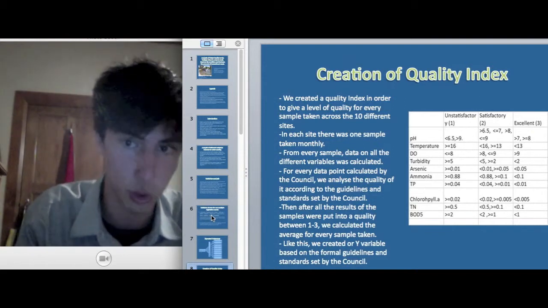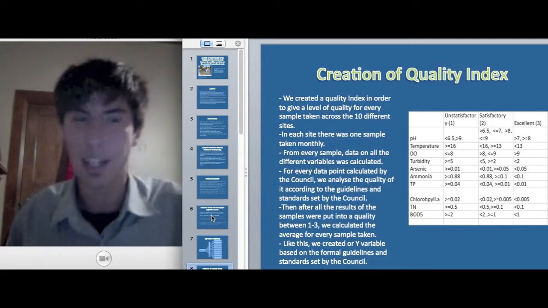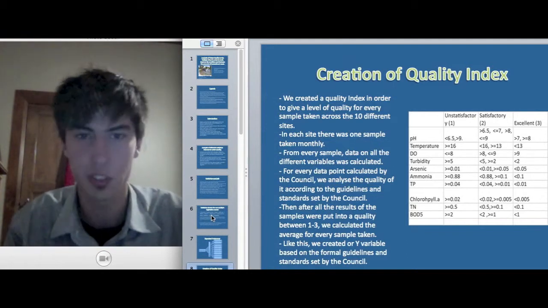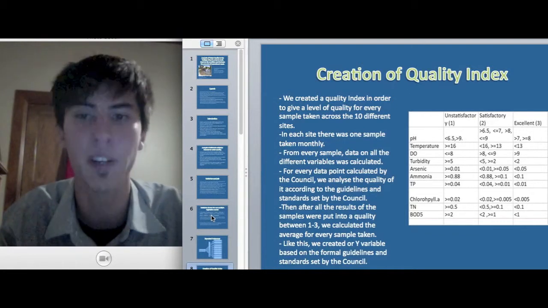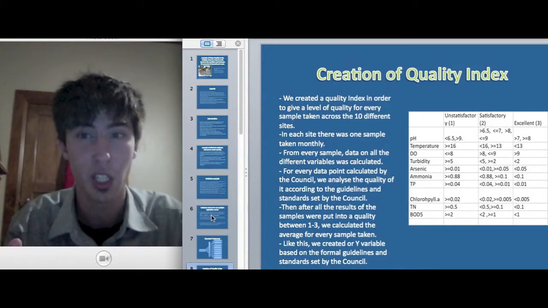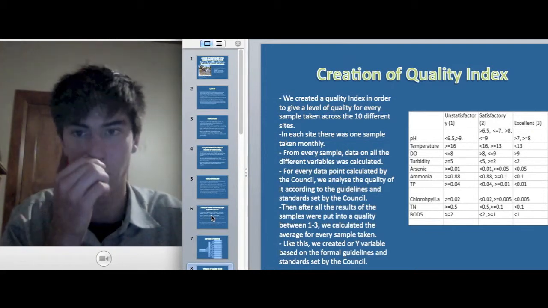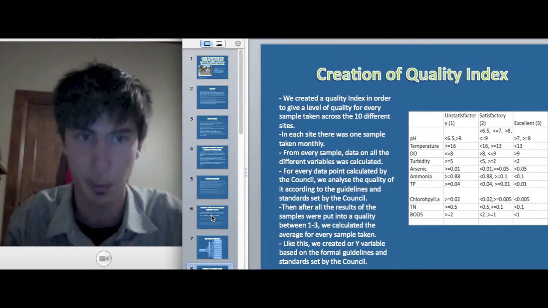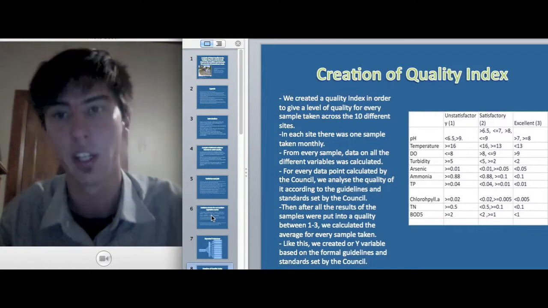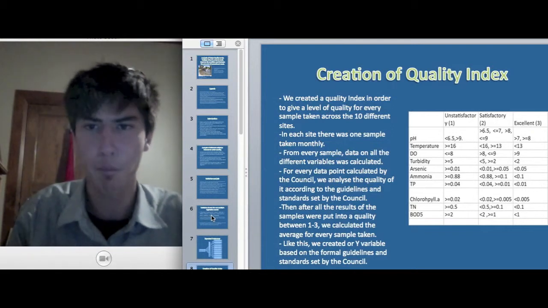An example would be a sample taken in Taupo on the 1st of March 2011. They analyzed the levels of pH, temperature, dissolved oxygen, turbidity, arsenic, ammonia, total phosphorus, chlorophyll, total nitrogen, and BOD5. We gave each result of the sampling a quality level of 1, 2, or 3, depending on the parameters. We calculated this for every single sample point, and then we calculated the average for every sample taken, and that's how we got our quality index, which is really important for our regression model and also for our further analysis.